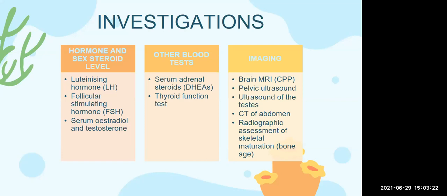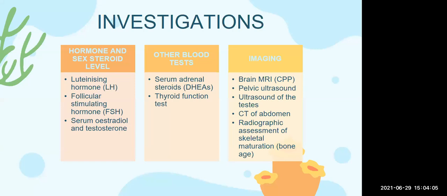And for other blood tests, we also take serum adrenal steroid, which is dehydroepiandrosterone sulfate, and we do thyroid function test if we suspect any hypothyroidism. This is because from what I read, long-standing hypothyroidism can also cause gonadotropin independent precocious puberty. And for the imaging, we can do brain MRI if we suspect central precocious puberty, and we want to exclude any lesion or any injury to the central nervous system.